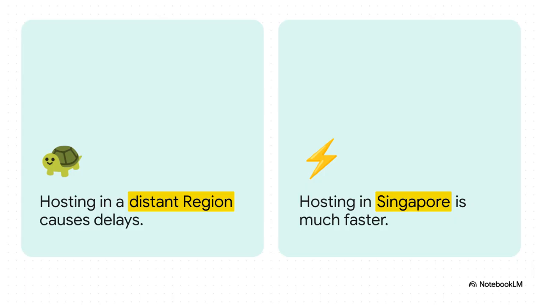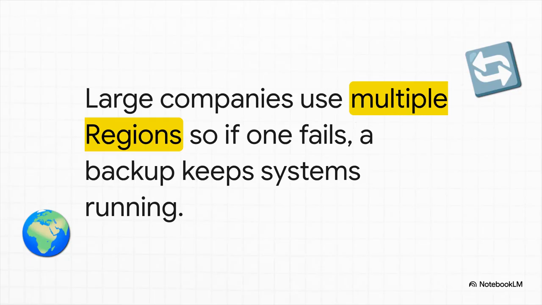Now, large enterprises won't just stop at one region. They will actually deploy across multiple regions at the same time. For example, a company might run their main app in Singapore, back up all their data in Tokyo, and utilize another region entirely in Europe.